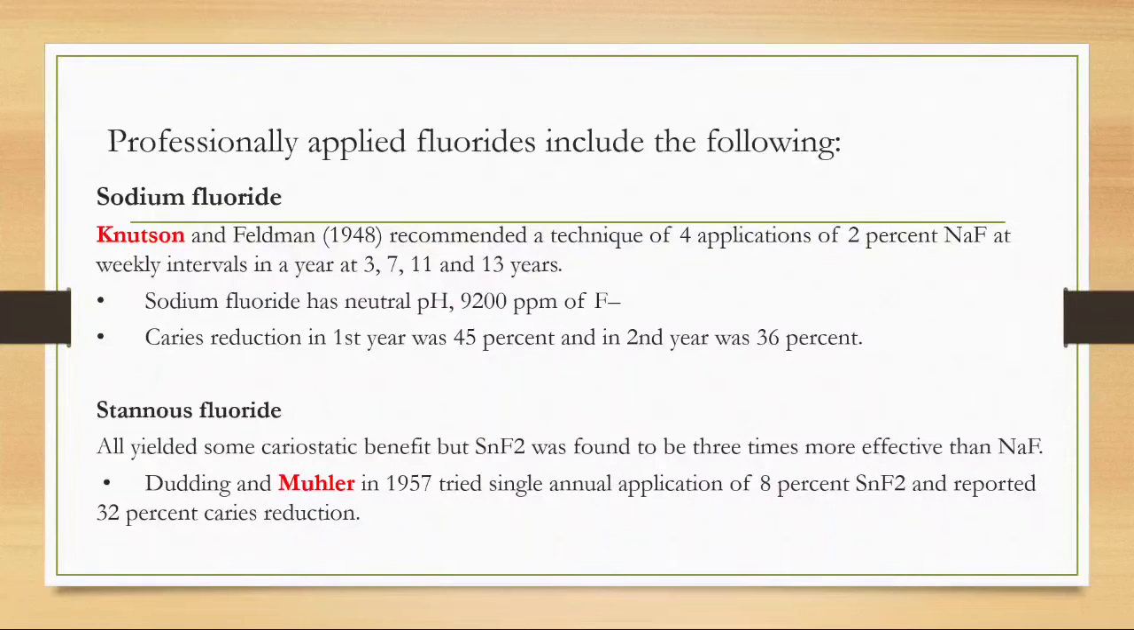So for sodium fluoride, 16 applications will be there, because in each age group we are going to apply 4 applications at 1 week interval. That is 2% sodium fluoride. It is neutral in pH, 9200 ppm, because we are providing it topically, so we need to have a very high ppm. Systemic fluoridation can be given in many ways, where the patient or the child is consuming it. But here we are applying it topically, where the tooth has already matured.